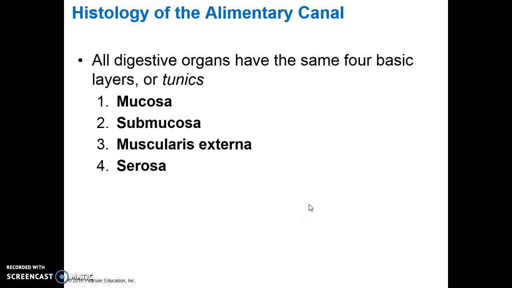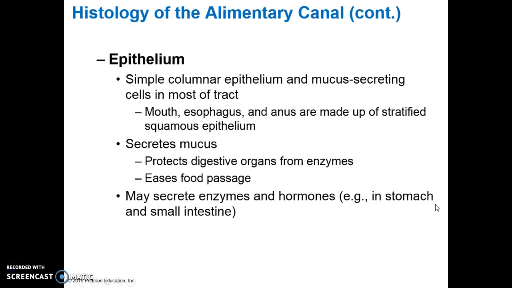Histology. All digestive organs have the same four basic layers or tunics. From the luminal side to the most superficial, they are the mucosa, the submucosa, the muscularis externa, and the serosa. So, histology of the alimentary canal.